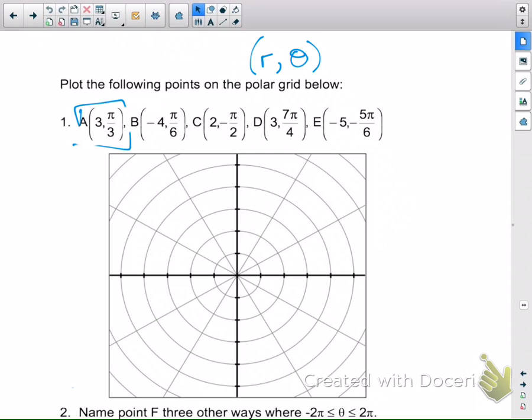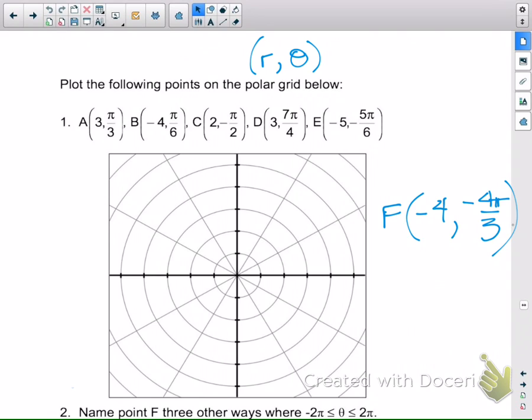Do you want me to give you some additional points to try? Yes? Okay, let's do one more. Do you want like negatives? Yeah. All right. Negative 4, negative 4 pi over 3.